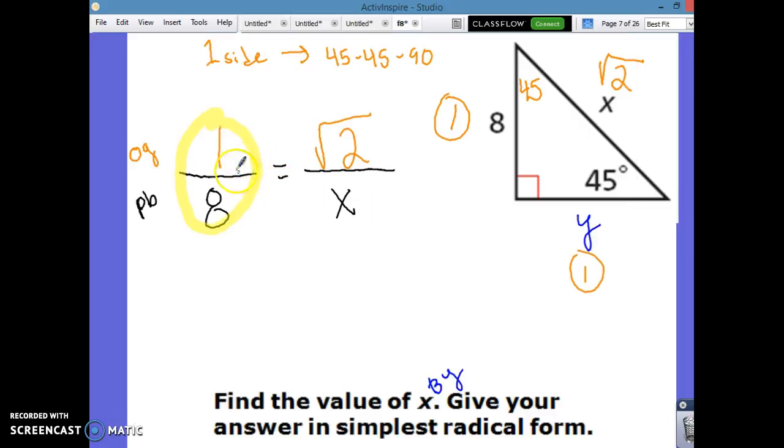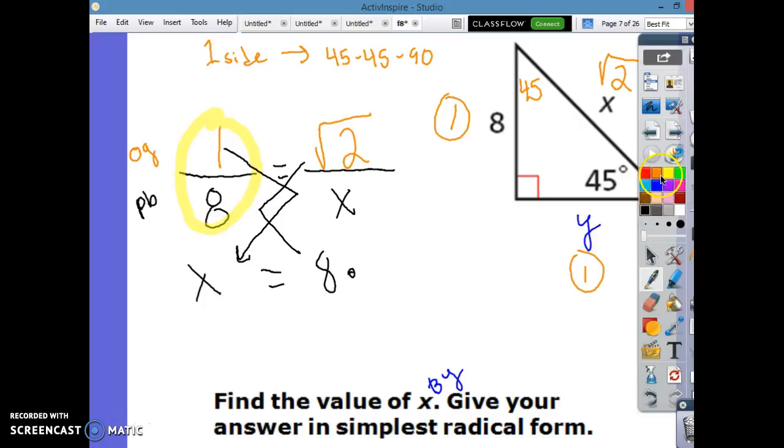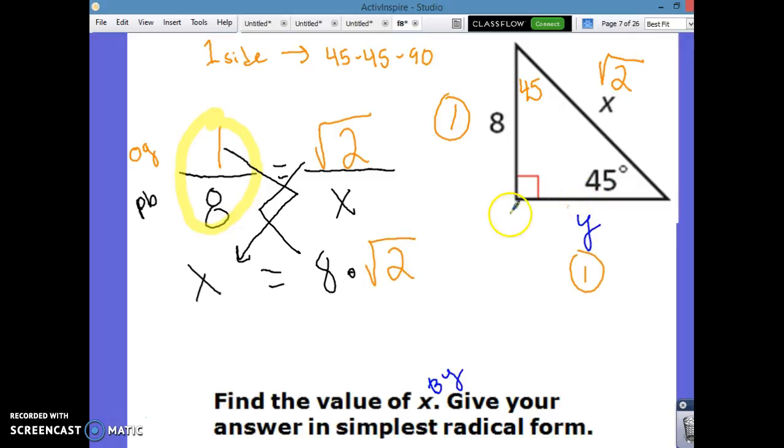Now, we cross multiply. X equals 8 times the square root of 2. Now, that's the difference between 2 and the square root of 2. We cannot combine these two. They're not the same. It's going to be 8 times the square root of 2. The square root of 2 is not 4. 2 squared is 4.